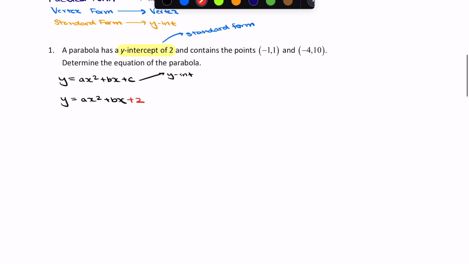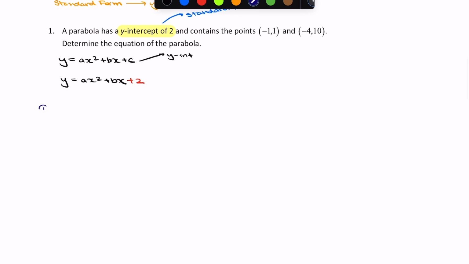And here we're given two points. So here, if we sub in -1 and 1 into the equation, we get 1 is equal to a minus b plus 2. We move the positive 2 over, we get a plus b is equal to -1. So that's our first equation.